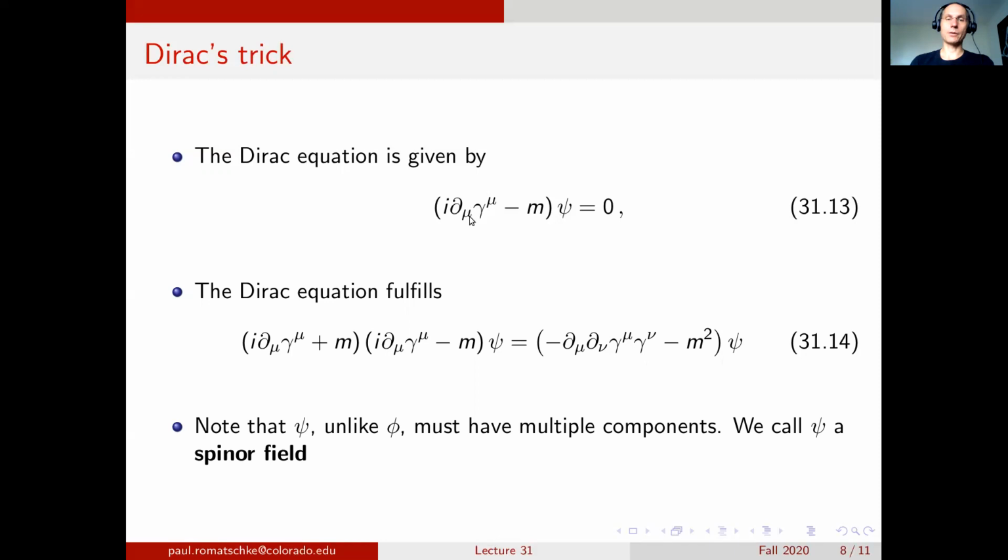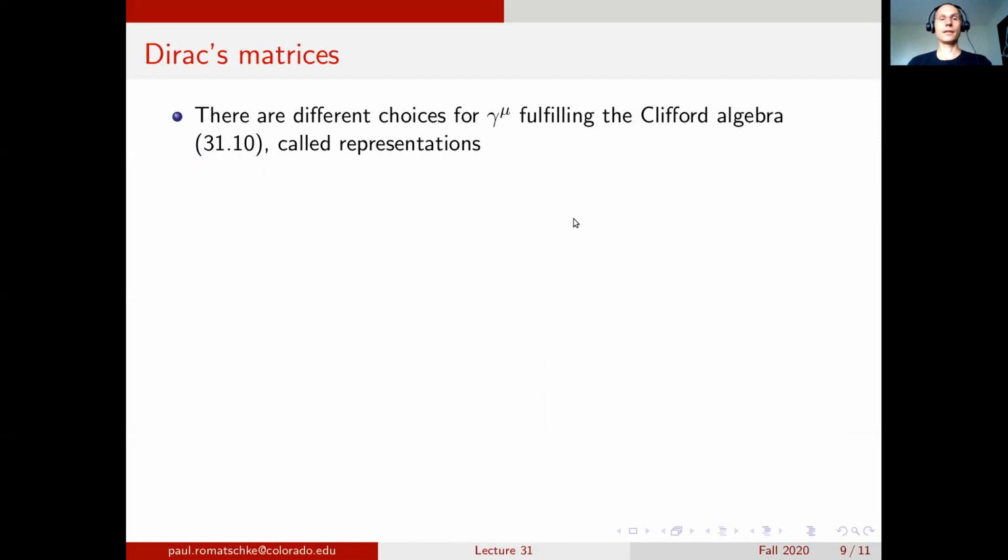However, since gamma^mu is a matrix, in order for this equation to make any sense, the field psi must have multiple components. This is unlike the scalar field phi that we have treated so far, and we call psi now a spinor field. There are different choices for the gamma matrices that all fulfill the Clifford algebra. These different choices are called representations.